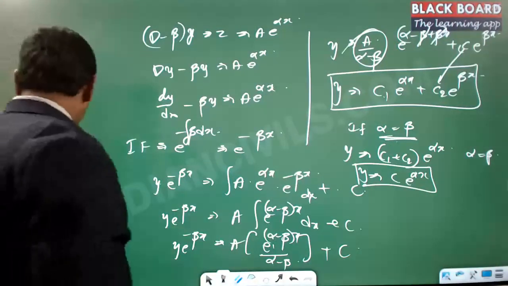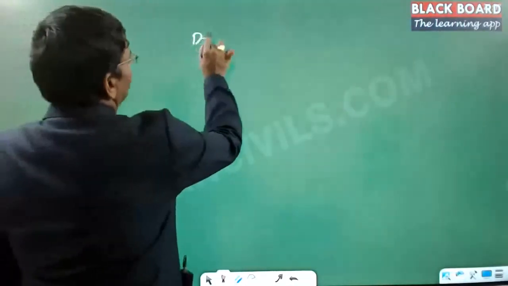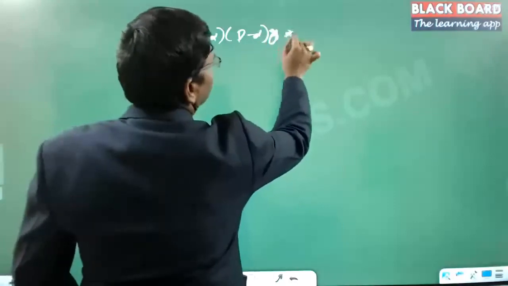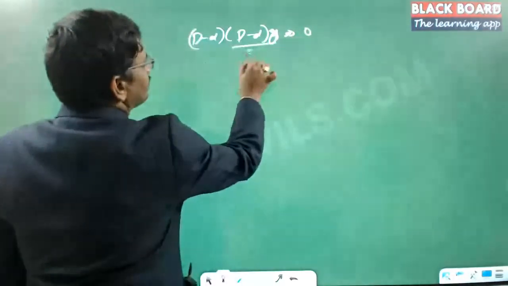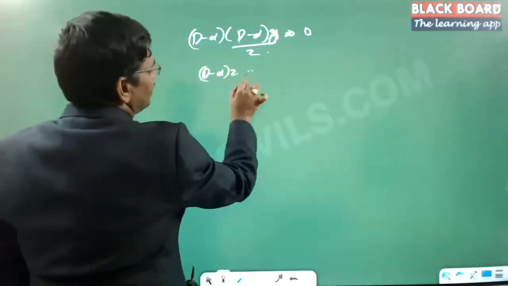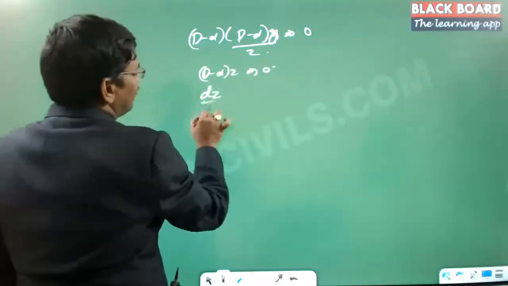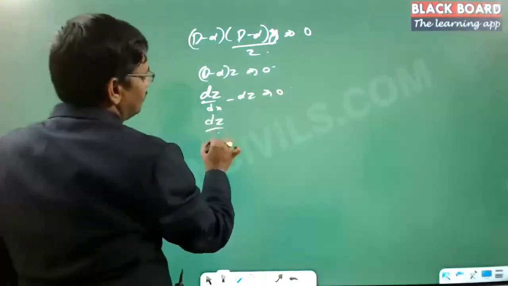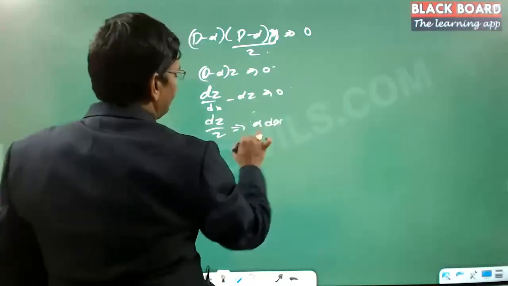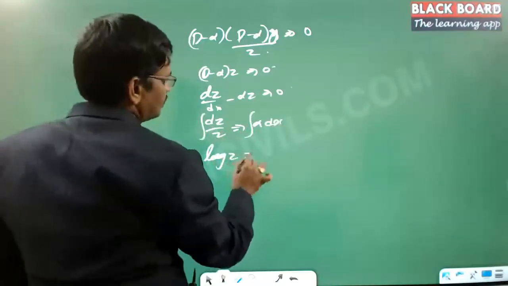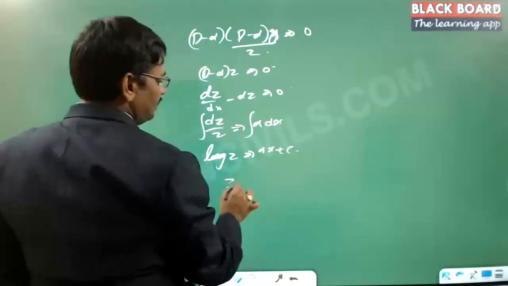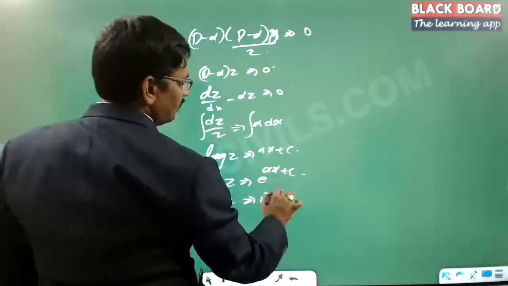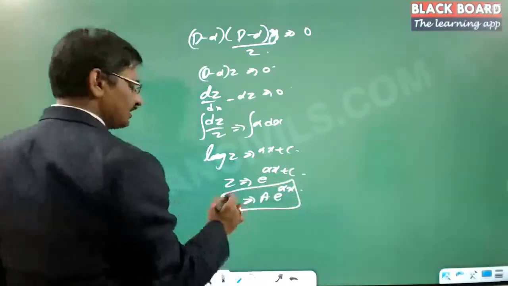Done? Anybody got it? So the same procedure, if you adapt it, this is d minus alpha into d minus alpha of y is equal to 0. So if you call this z, this is d minus alpha times of z is equal to 0, or dz by dx minus alpha z equal to 0, or dz by z equal to alpha times of dx. You can integrate it. So this is log z is equal to alpha x plus c, z equal to e power alpha x plus c, or z equal to some constant a into e power alpha x. So this is the first solution.